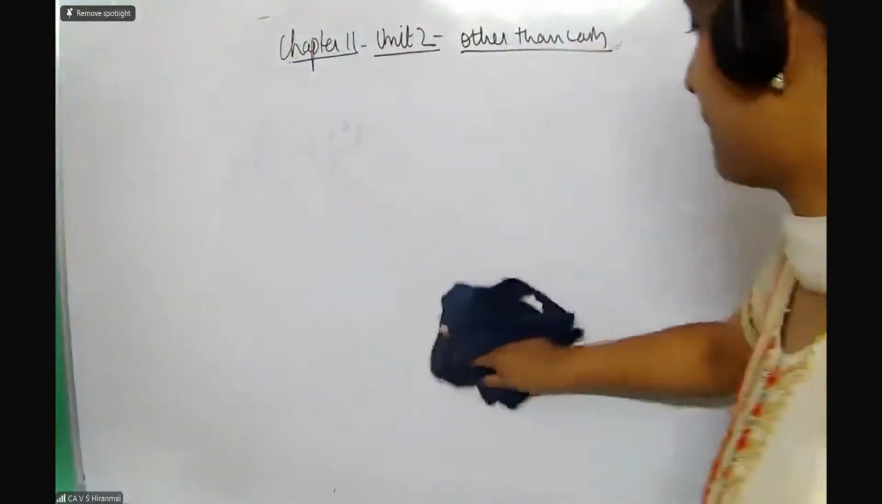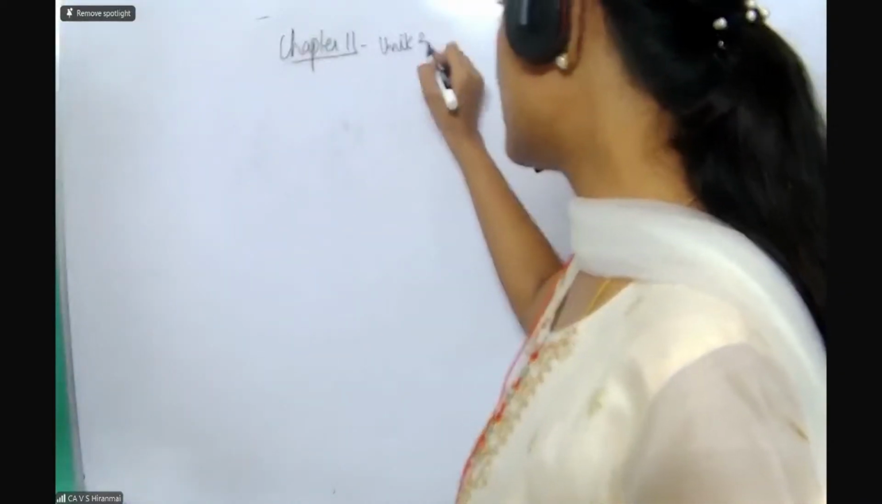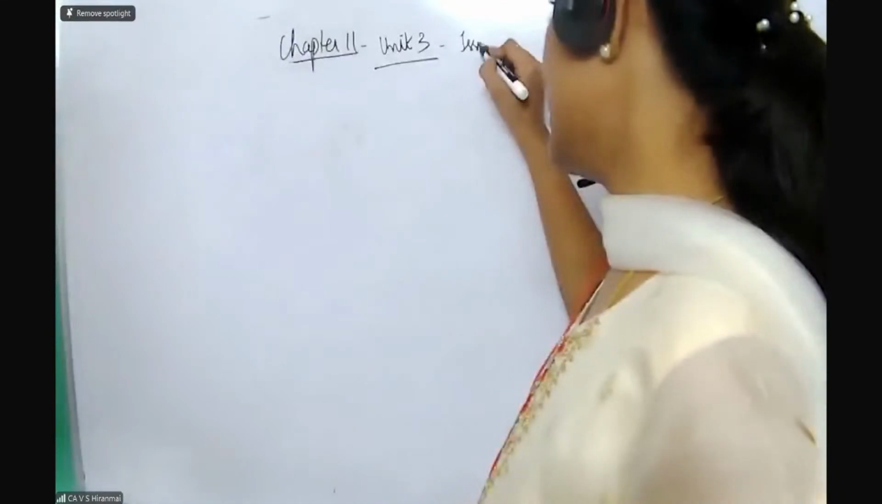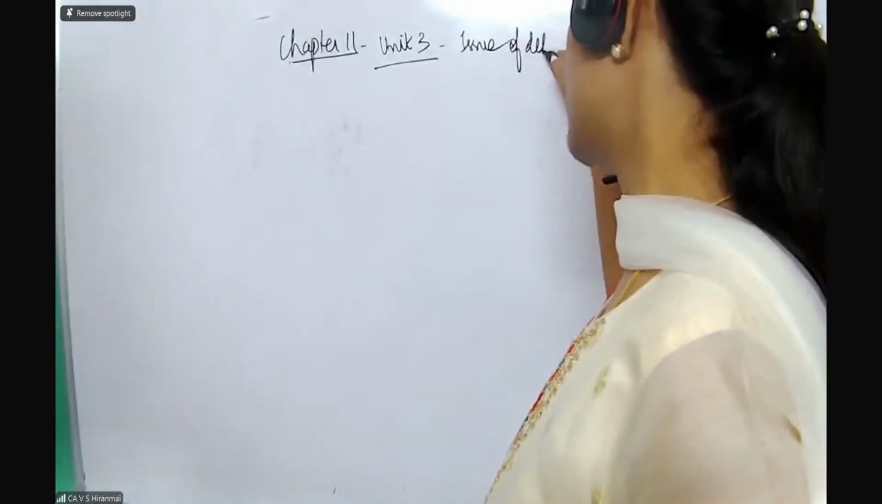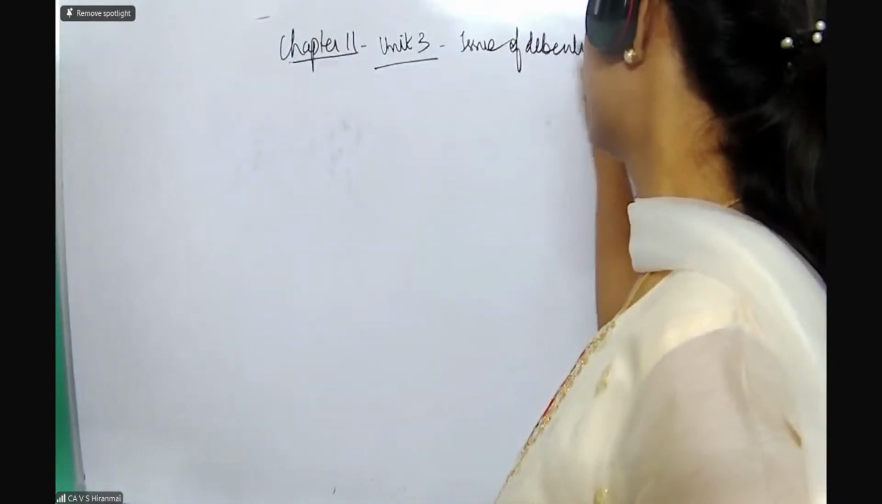So we have completed the issue of shares completely. We are going to unit number 3, which is issue of debentures. There is a little theory portion attached to this. Let us finish that and then do the questions tomorrow. Now, coming to what is a debenture?